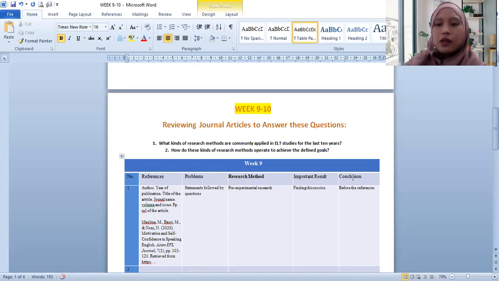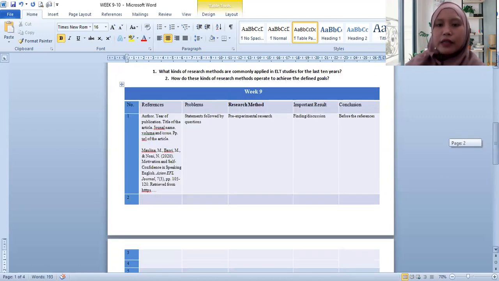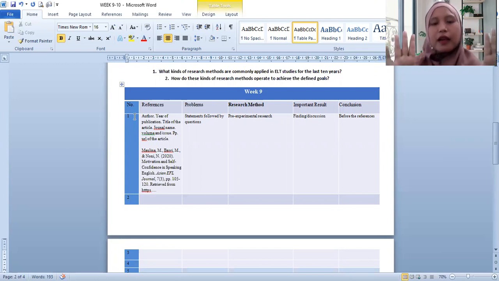Okay, so I guess for now it's clear what you are going to do. How many articles are you going to read? You are going to read 10 articles, and don't forget to fill in these tables. For each article, you write the references, problems, research method used, important results, and the conclusions. And then I am going to see you next week.